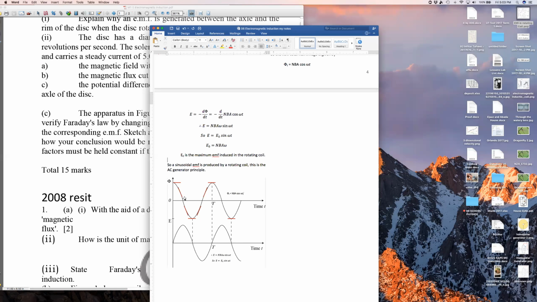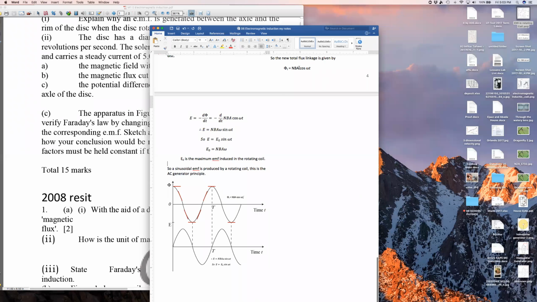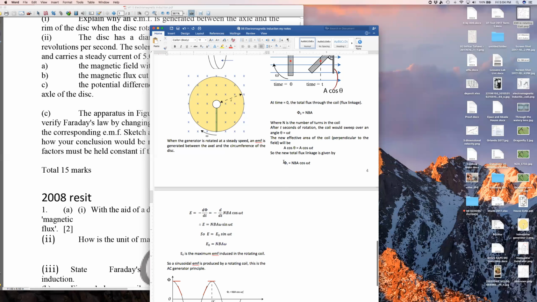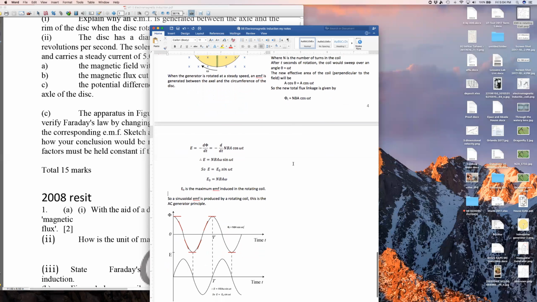so we understand this part here. This is how phi varies. Phi varies like this. The peak value is NBA. Everybody's okay with that, right? This is how the flux passing through the coil varies with time. We derived this equation from this analysis, so we know where this comes from.